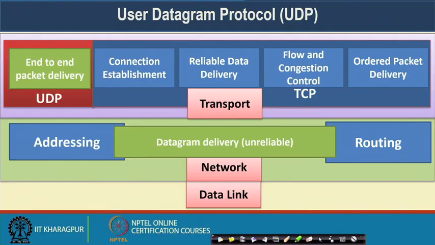So, for that we support the user datagram protocol, or UDP protocol, in the internet. UDP just provides you end-to-end packet delivery, which in UDP we term a datagram. So, it is end-to-end datagram delivery. It does not provide any of the services like connection establishment, reliable data delivery, flow control, congestion control, ordered packet delivery, all these things in the network.